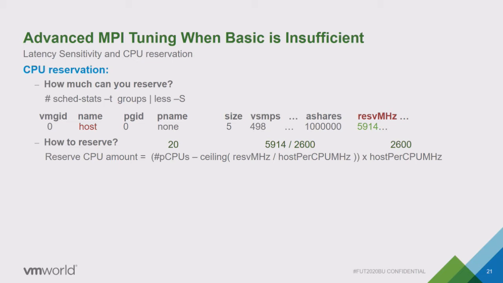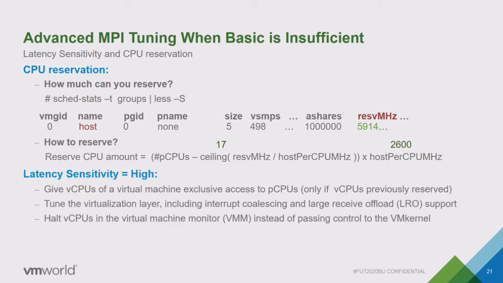So let's work through an example. For the 20 CPU system that we've been talking about, we've got 20. We've got the 5914 from the line above. We're using a 2.6 gigahertz processor. And so the math would be 2.27. Ceiling means round up, so 2.27 rounds up to 3. So we've got essentially 17 CPUs worth of megahertz that we can use for the workload. So you're reserving 3 for ESX.